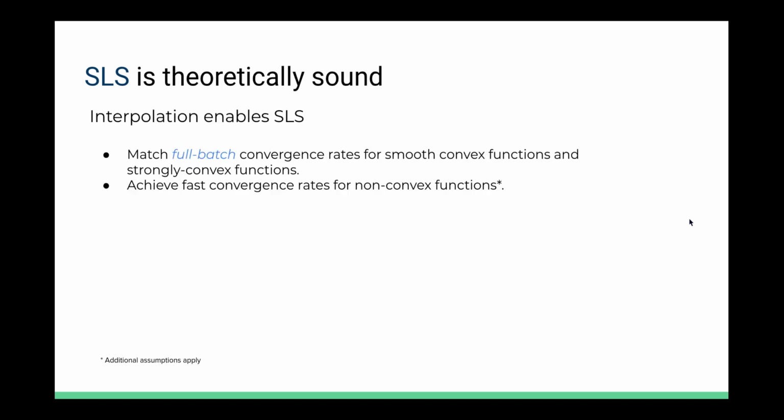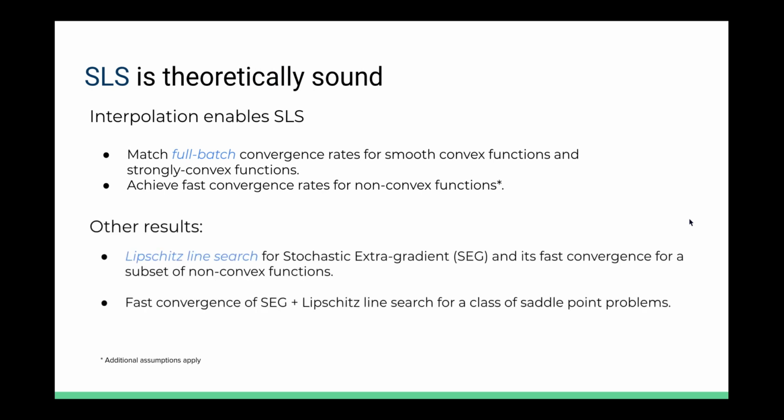In the paper, we prove that SLS is theoretically sound. In particular, interpolation enables SLS to match the full batch convergence rates for both smooth convex and strongly convex functions. Under additional assumptions, we also prove fast convergence rates for non-convex functions. Moreover, we propose a Lipschitz line search for the stochastic extra gradient method and show its fast convergence for a subset of non-convex functions. The same line search can also be used for a class of saddle point problems.